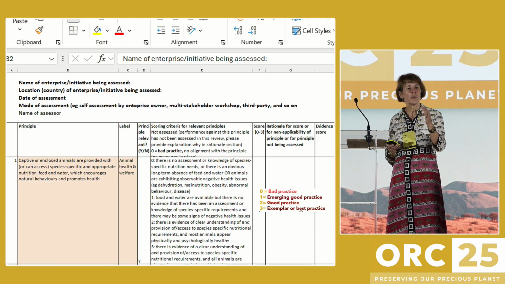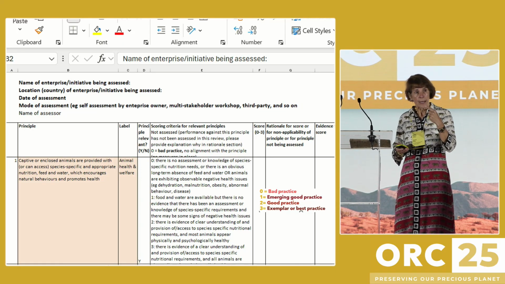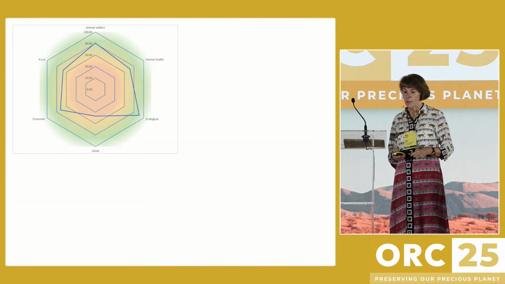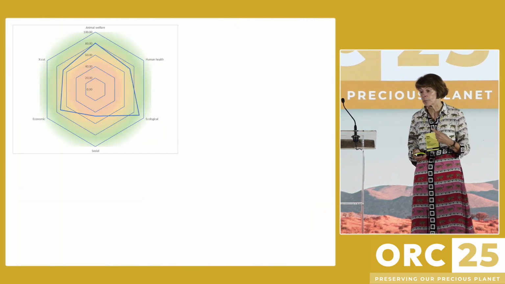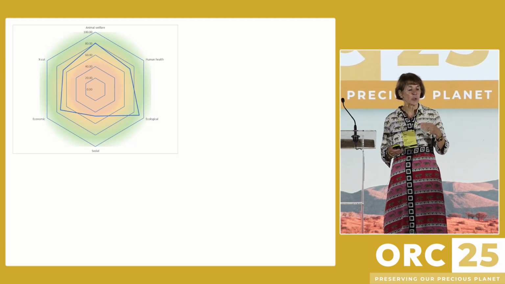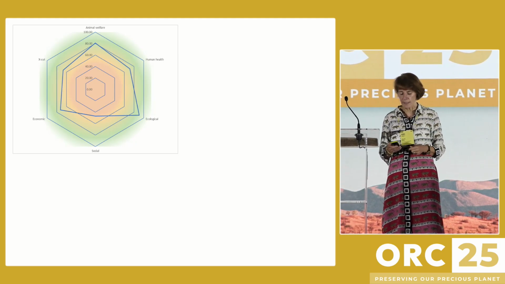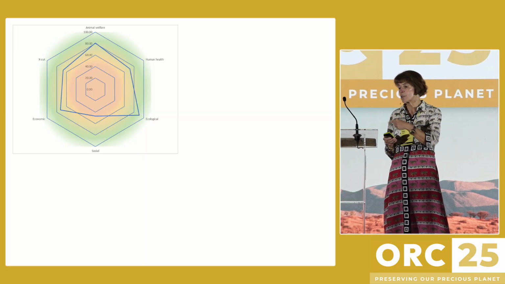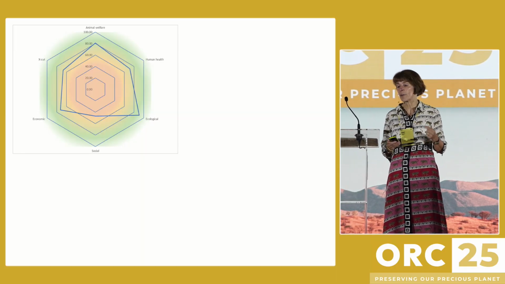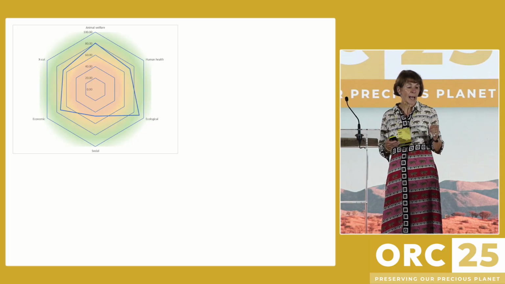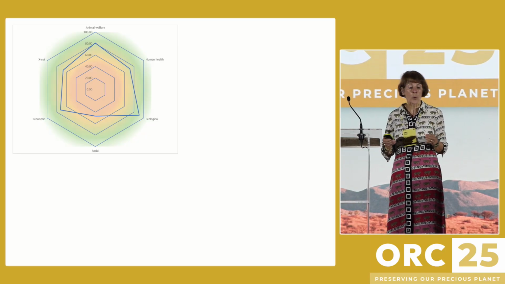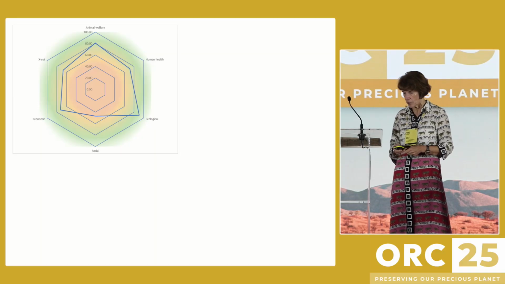And what you do is you score each of the principles on a score of 1 to 4. And the tool generates a radar chart at the end, and it shows you how your initiative scored against each of the dimensions. So the 6 points of the radar chart reflect the 5 dimensions, and the closer you are to the green zone reflects the higher score that you got for each of those dimensions.